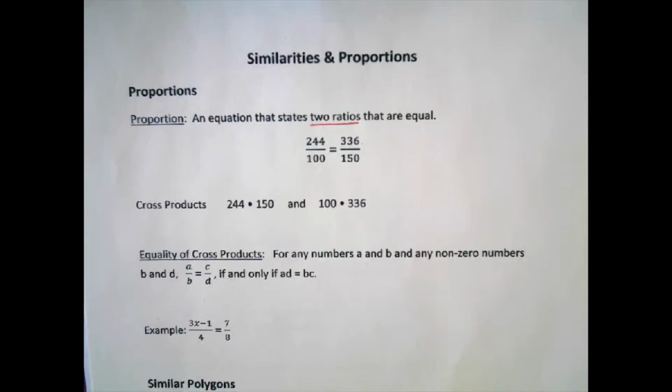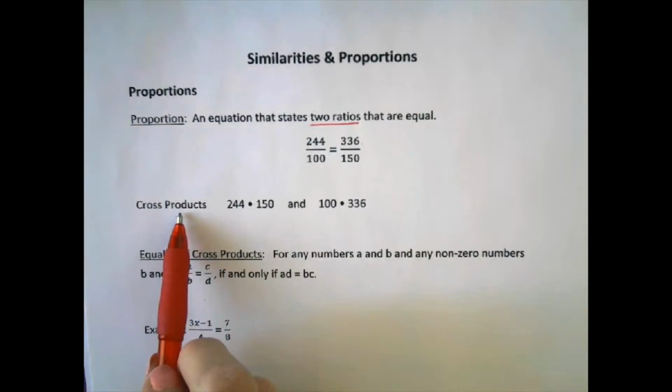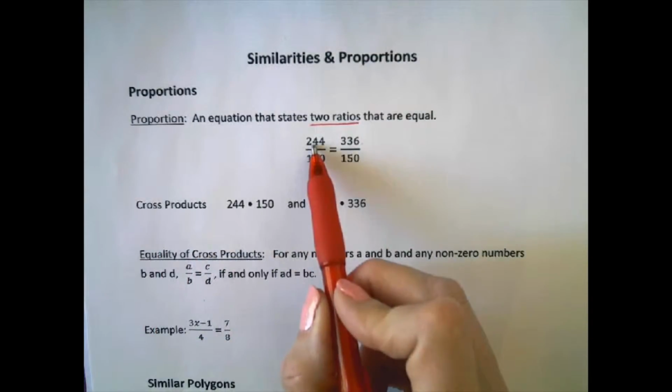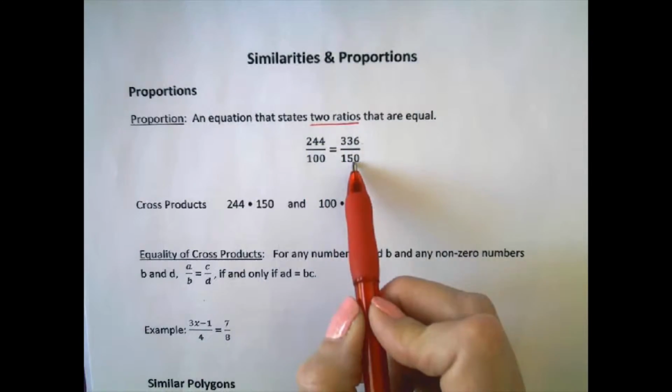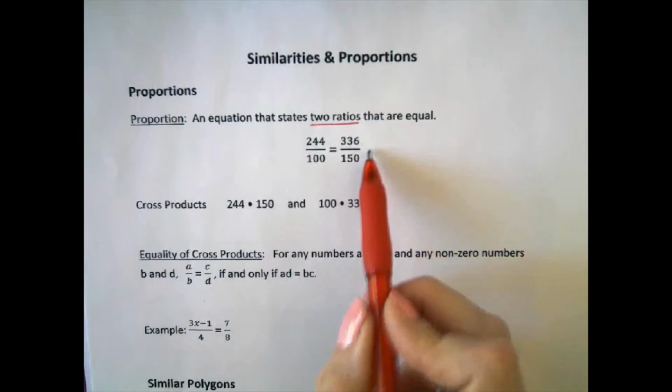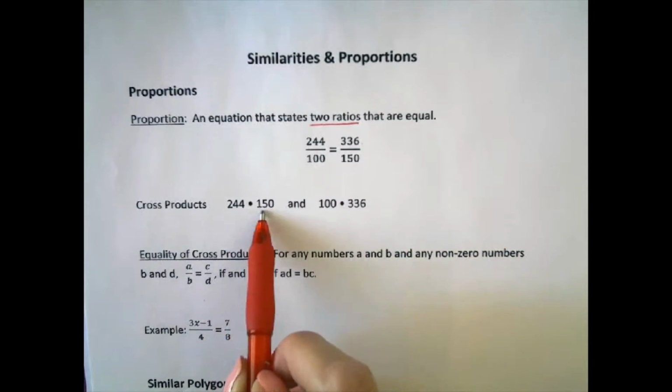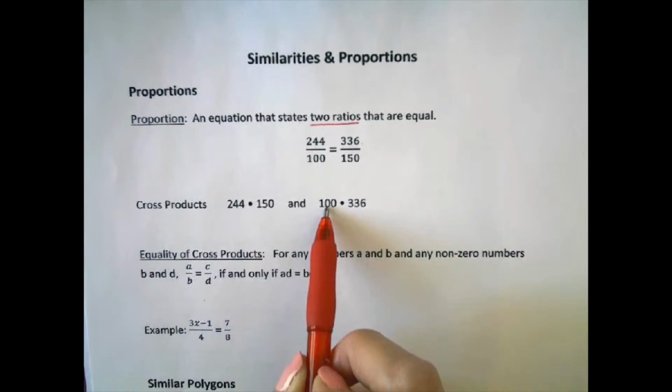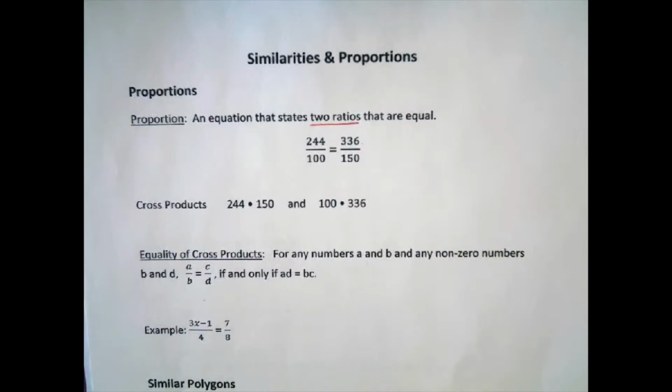When solving problems involving proportions, we often use cross products. Cross products are the product of the numerator of one ratio times the denominator of the other ratio. So the two cross products for this example would be 244 times 150 and 100 times 336.